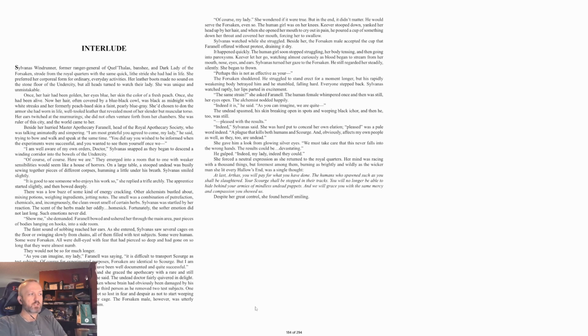Sylvanas was startled by her reaction. The scent of the herbs made her oddly homesick. Fortunately, the softer emotion did not last long. Such emotions never did. "Show me," she demanded. Farinell bowed and ushered her through the main area, past pieces of bodies hanging on hooks, into a side room. The faint sound of sobbing reached her ears. As she entered, Sylvanas saw several cages on the floor, or swinging slowly from chains, all of them filled with test subjects. Some were human, some were forsaken. All were dull-eyed with fear that had pierced so deep and had gone on so long that they were almost numb. They would not be so for much longer.